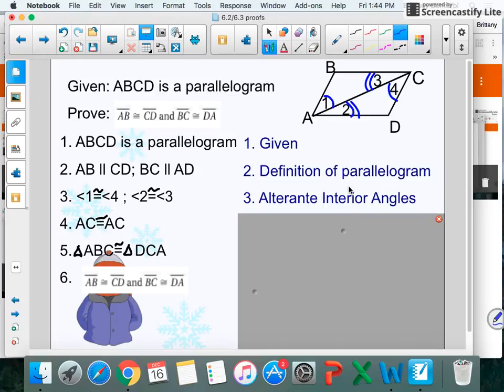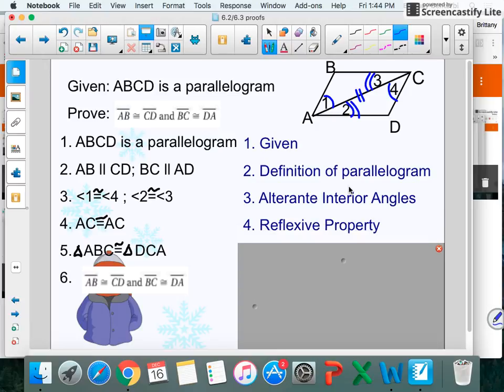So remember, anytime we have parallel lines in a proof, that next step is always going to be alternate interior angles. And since I'm trying to prove triangles are congruent, I only have two things. I still need one more, so I'm going to look at my picture. And I'm going to say that AC is congruent to AC. And when something's congruent to itself, that is called the reflexive property. So from there, we can say that triangle ABC is congruent to triangle DCA, and that is by angle side angle.